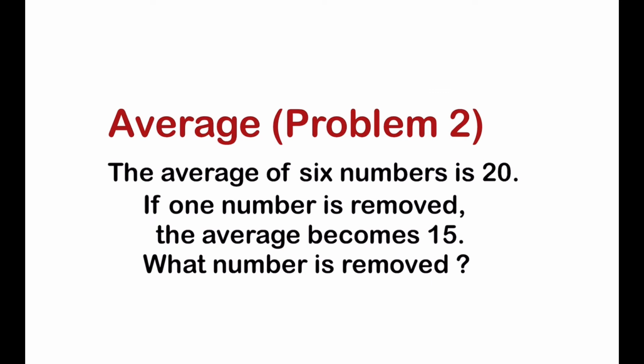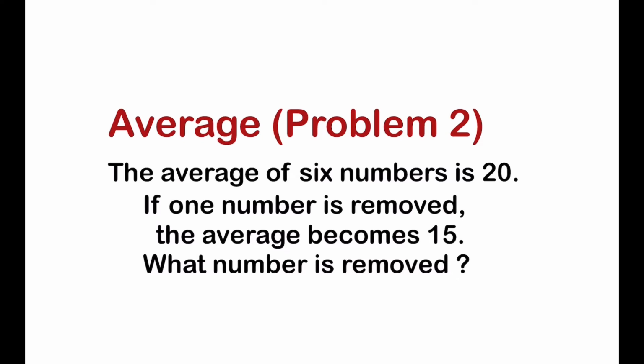In this problem, the average of 6 numbers is given. If one number is removed, the average changes. Then find what number is removed. This type of question is asked in competitive exams like CAT, MAT, GMAT, Bank PO, Railway Exam, Income Tax, SSC, UPSC, MBA, MCA, etc. So today I am going to explain how to solve this type of problem.